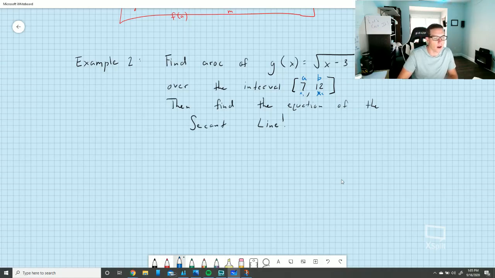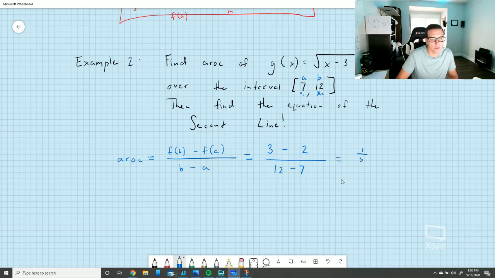All right, so the AROC, to find it, would equal f of b minus f of a, those are your y's, over b minus a, otherwise known as the change in y over the change in x. Okay, so let's evaluate. When we plug b in, we get square root of 9, which is 3. Minus, when we plug 7 in, we get 7 minus 3, which is 4. Square root of 4 is 2. All over 12 minus 7, for a final average rate of change of 1/5.